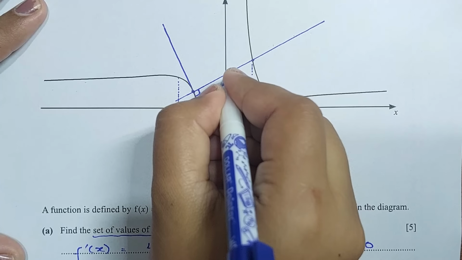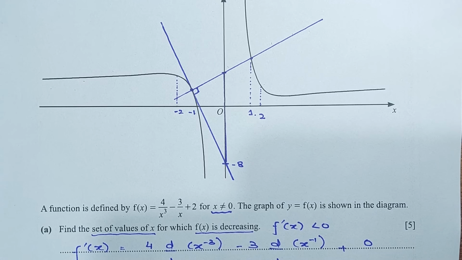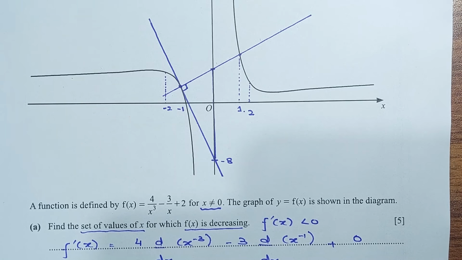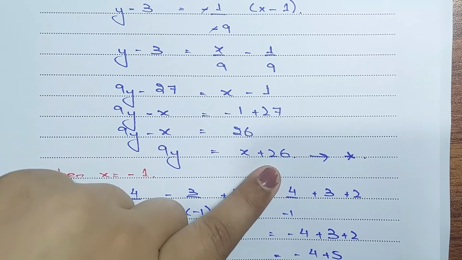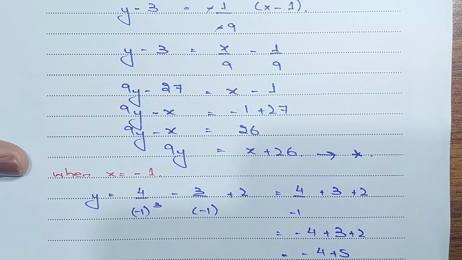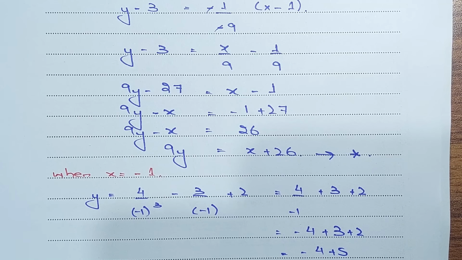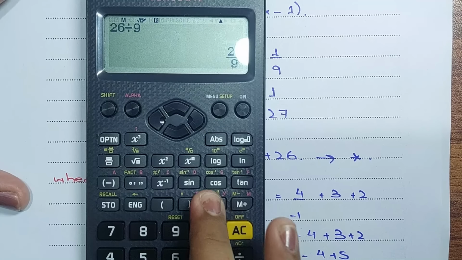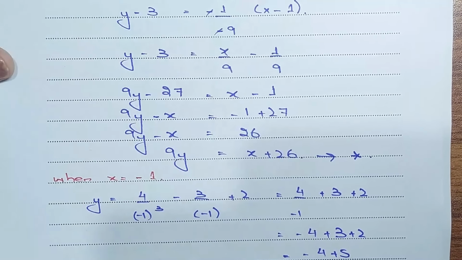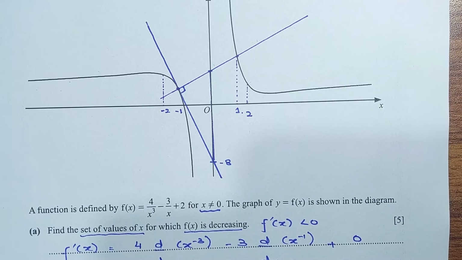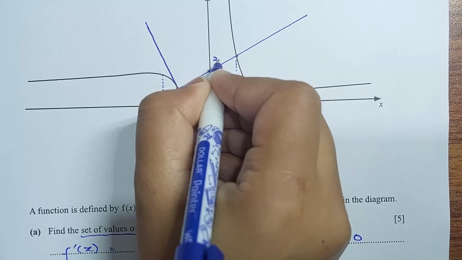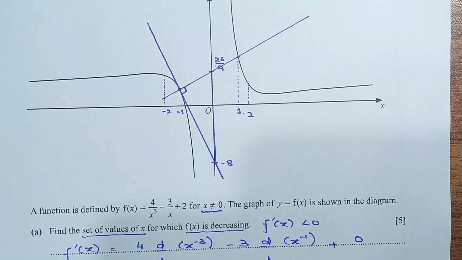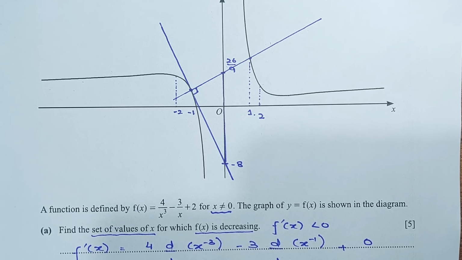Okay, and we have the y-intercept for the equation of the normal as well. For the equation of the normal, the y-intercept is 26 over 9. What is 26 by 9? It is about 2.88, right? We have to find the area of this triangle.